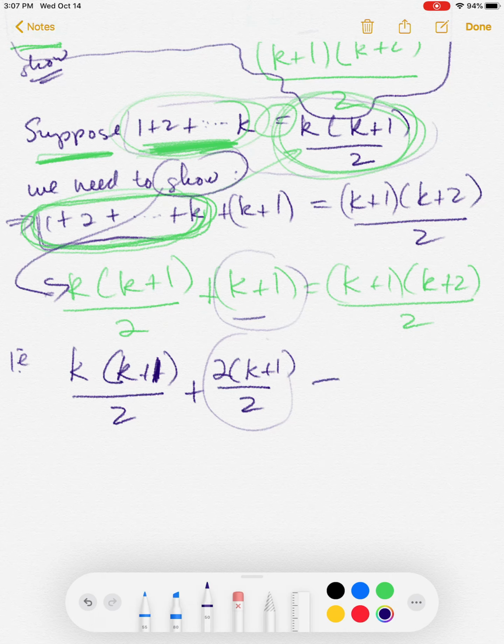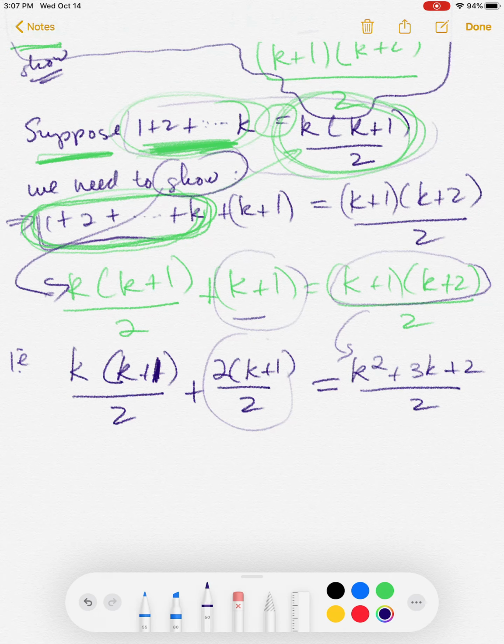Where am I? Equals, well, k plus 1 times k plus 2 is, do you remember this from algebra? K squared plus 3k plus 2, right? That's what you get if you multiply that, you get that over 2. Okay? And how are we going to do that?